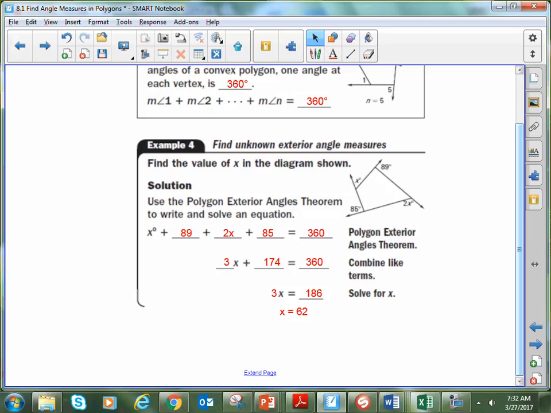Now, the other thing that I might do for a question like this would be to say, find the measure of the missing angles. So simply saying that x is equal to 62 may not be enough. They may actually want you to tell them the measurements of the two missing angles. So I would just take the 62 and substitute it into the expressions to find the missing angles.